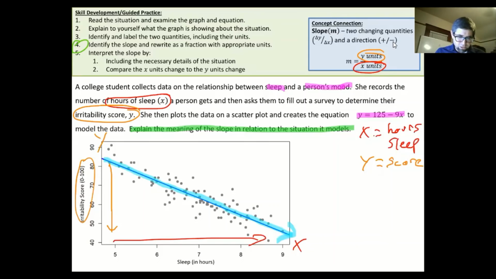Okay, so my slope is going to be m for slope equals. Let's put my y units on top. Wait, skip a step. What is my slope? Oh, this is a critical step. Slope is always the number next to my variable term. It's the repeating pattern, so it has to be next to the x term. So y equals 125 minus 9x.